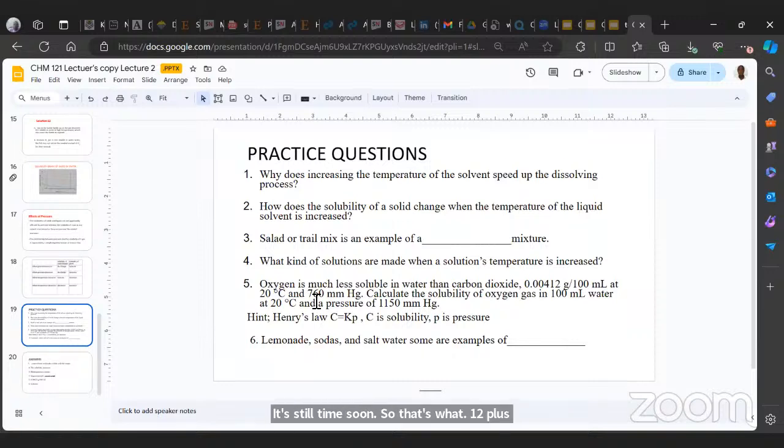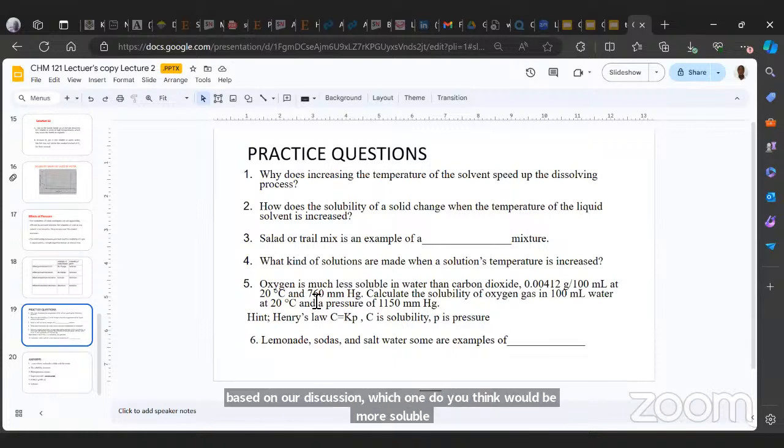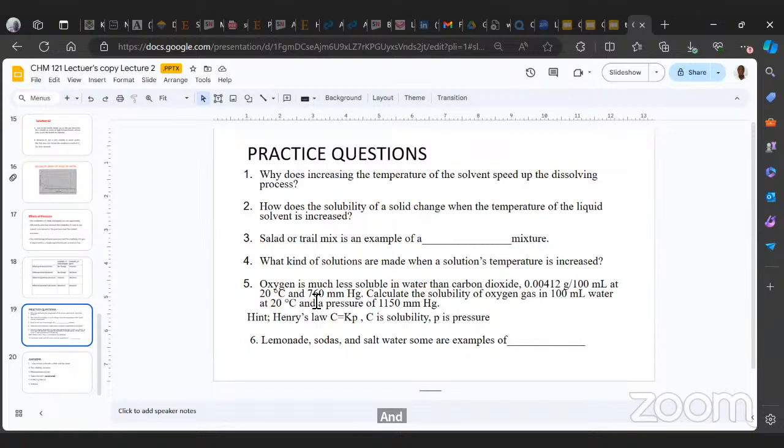Based on our discussion, which one do you think will be more soluble? CO2 should be more soluble than oxygen. Why? It has a bigger molecular weight, so its surface area is larger, which makes it more soluble than oxygen. They are just stating a fact that you already know. Oxygen is much less soluble in water than carbon dioxide, and we now know the reason why.